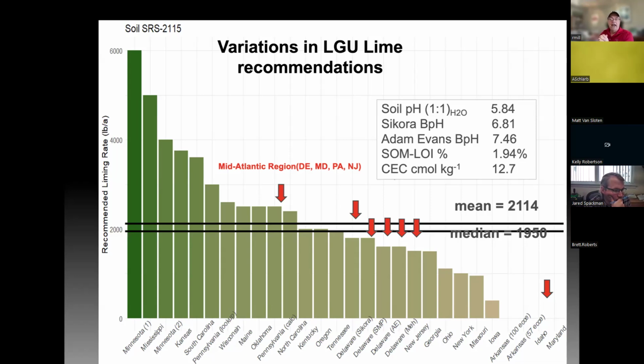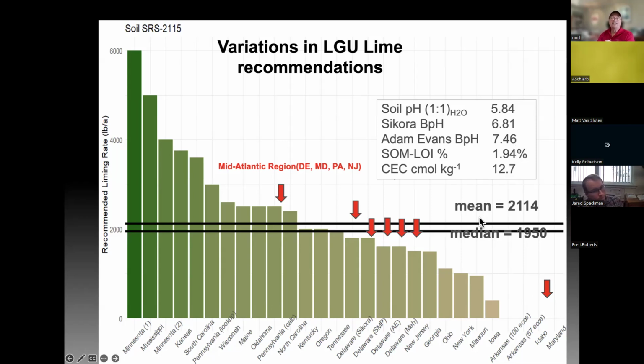And we've plotted from highest lime recommendation to the lowest lime recommendation, okay? So 31 labs. Minnesota gave us the highest lime recommendation, basically 3 tons to the acre. And then you'll see the median there is about 2,000 pounds, the mean is 2,100, the median's 1950 of all these labs. And there were several labs over at the very far right that had no lime recommendation for a soil pH of 5.84, a Socorro buffer of 6.8.